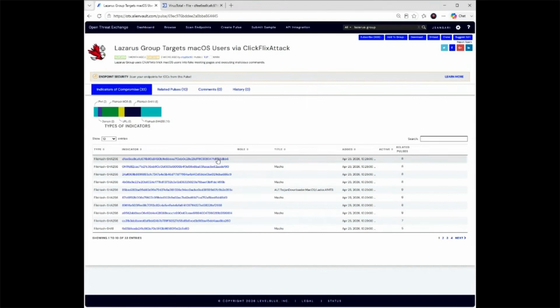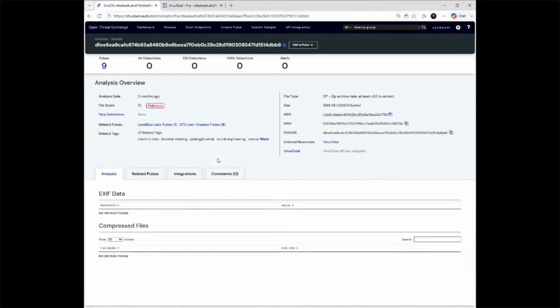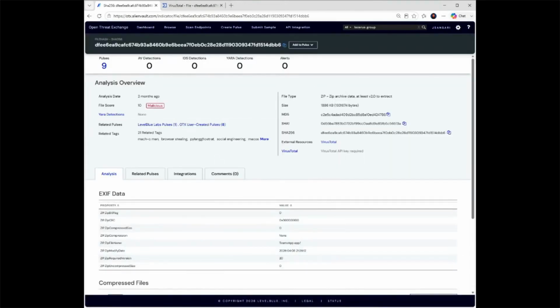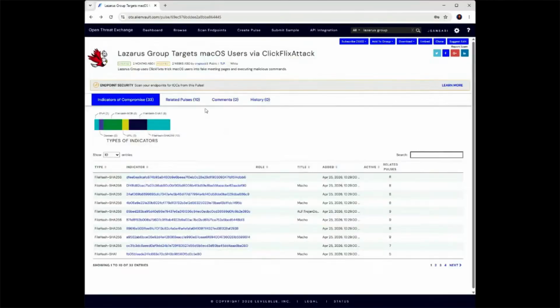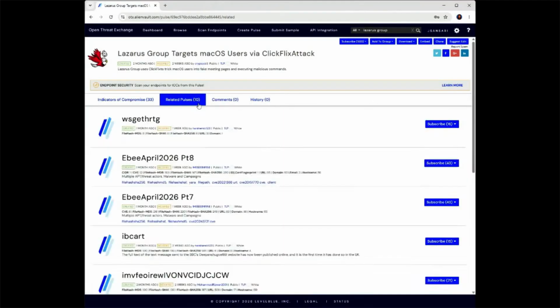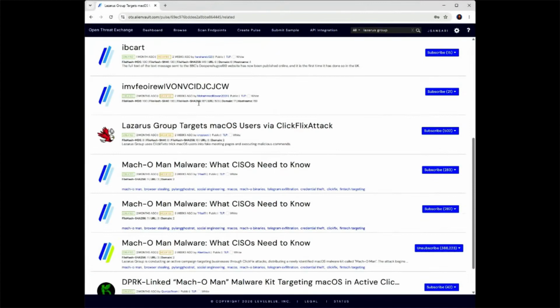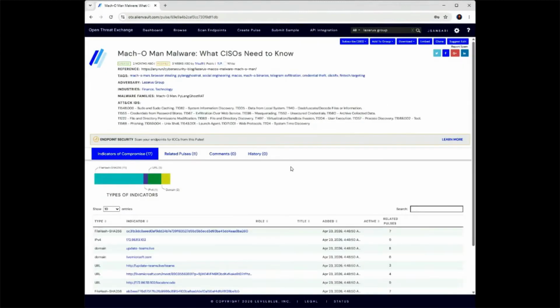The first IOC is a malicious file hash associated with the Lazarus campaign. The hash is associated with 9 related threat intelligence pulses and is classified as malicious with a file score of 10. One of the most relevant pulses is macOman malware. This pulse links the file to a Lazarus Group campaign targeting macOS users.